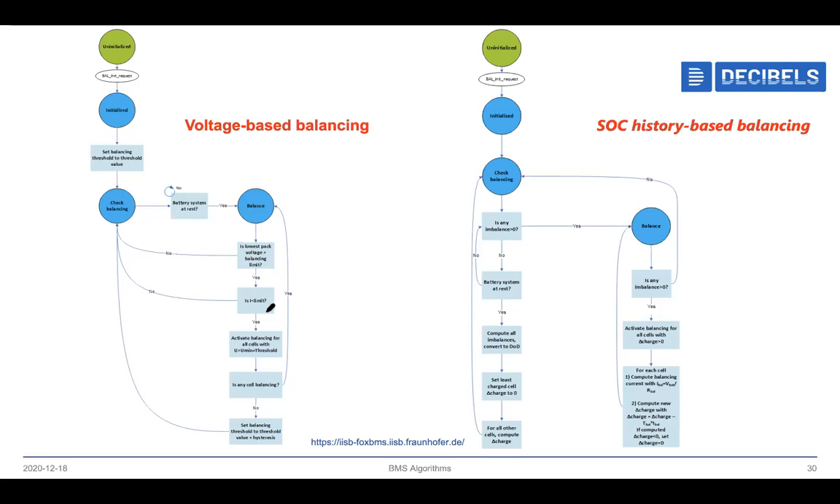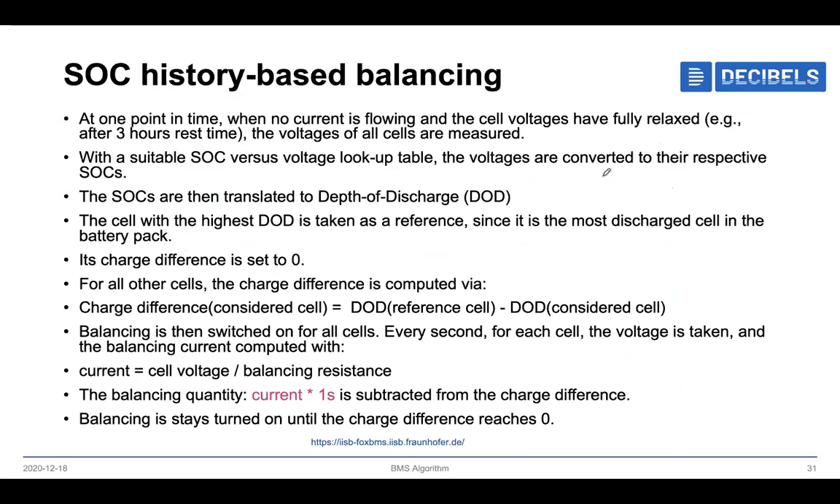Otherwise, it will come for limit. So like this, it will go on in a loop. And similarly for SOC also. Here, instead of considering voltage, we'll be considering state of charge. So here I mentioned the process of how exactly the cell balancing will happen.